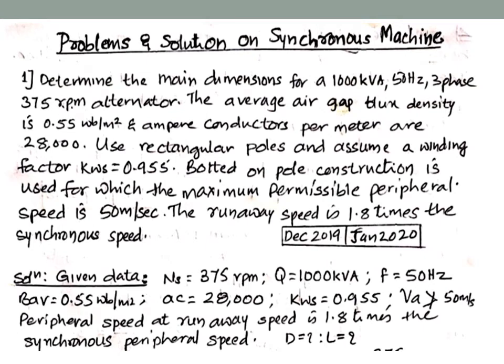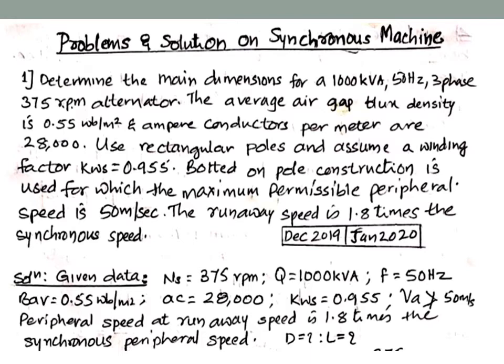Now we'll see the first problem, a simple problem. Determine the main dimensions of a 1000 kVA, 50 Hz, 3-phase, 375 rpm alternator. The average gap flux density is 0.55 Weber per meter square and ampere conductors per meter are 28,000. Use rectangular poles and assume winding factor kWs 0.955.